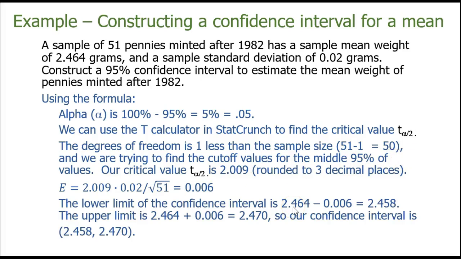Then to find the lower and upper limits of our confidence interval, we're going to take the sample mean weight that was given in the problem, which was 2.464 grams. We're going to subtract the margin of error to get the lower limit for the confidence interval, and we're going to add the margin of error to get the upper limit for the confidence interval. Here are our lower and upper limits, and we can write our confidence interval in interval format, which means we put the lower limit first and a comma and then the upper limit in parentheses.